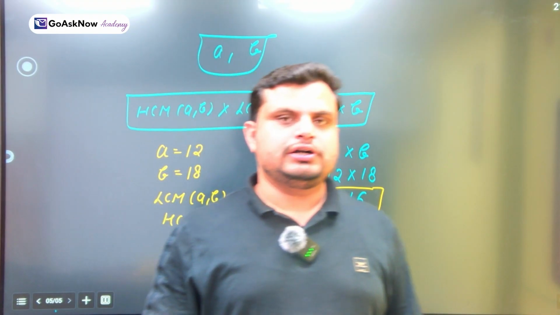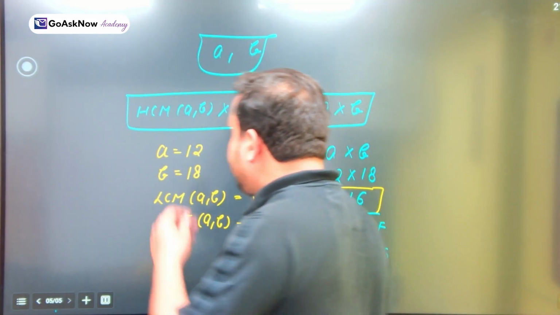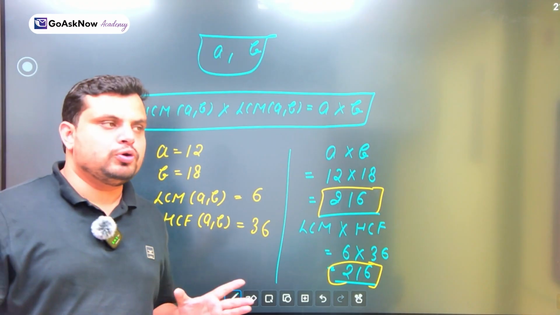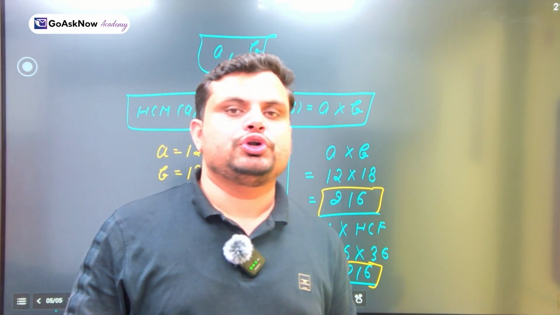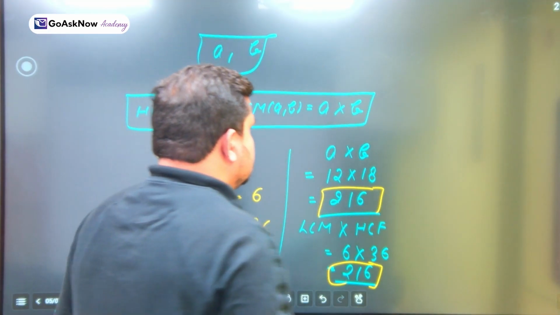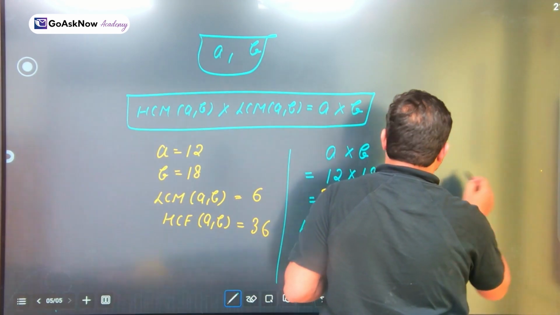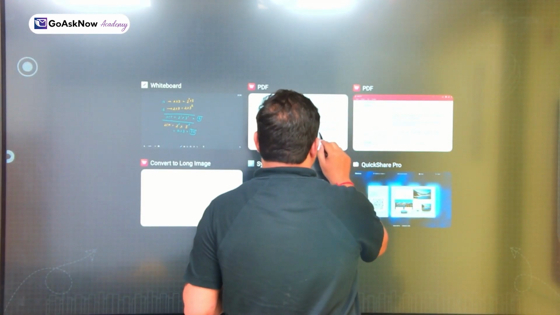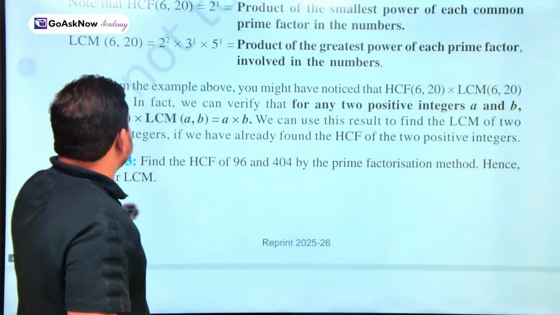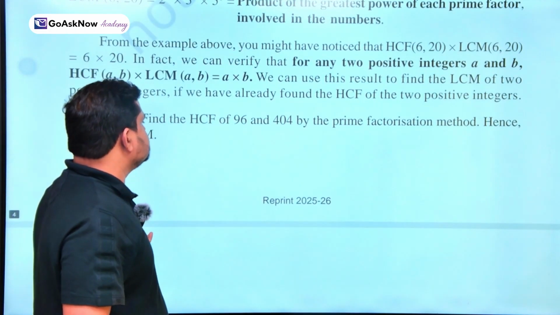Okay, so this is what our numbers are saying: the product of the LCM and HCF of two numbers is equal to the product of those two particular numbers. Okay, let us check. In our book, this thing is also mentioned. Here you can see that HCF and LCM of two numbers is equal to A cross B.